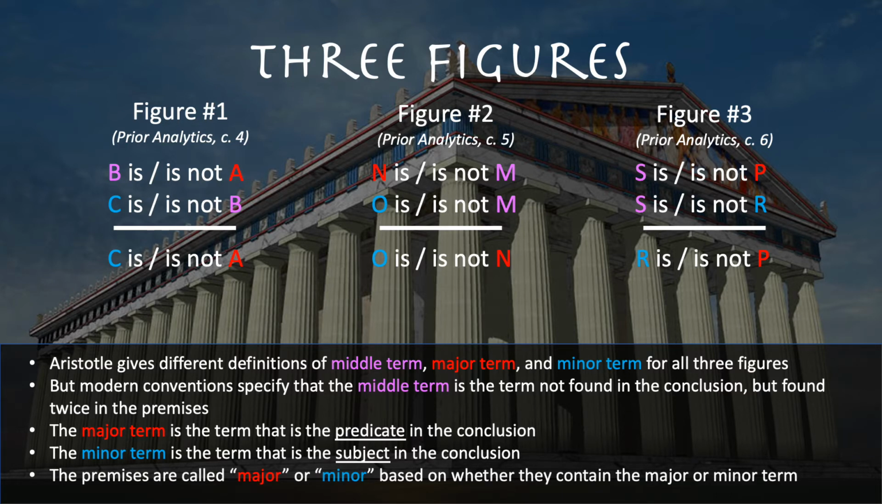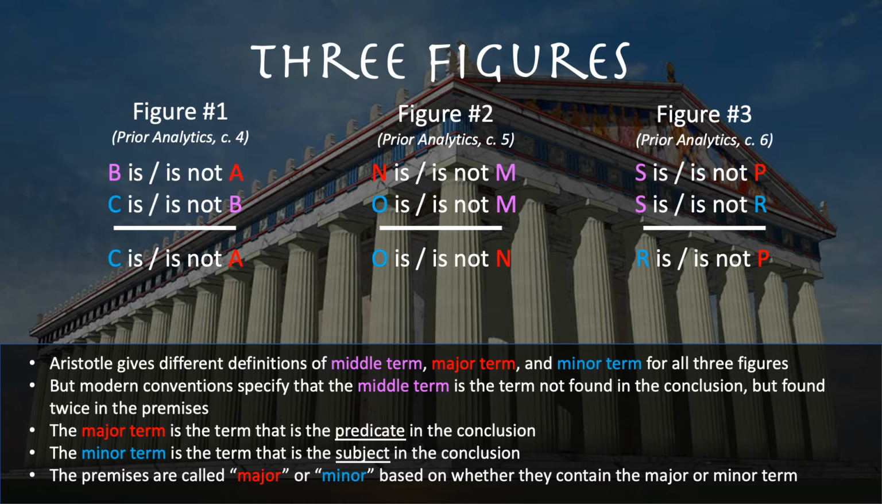The premises are called major or minor based on whether they are the premise that contains the major or the minor term. Traditionally, the major premise will be listed before the minor premise. It's a good habit to do this. Nevertheless, it actually makes no difference whether the major premise is listed before the minor premise or vice versa. Either may be listed in either order. Nevertheless, it is a good habit to list the major premise first and the minor premise second, just in order to help yourself remember the patterns.